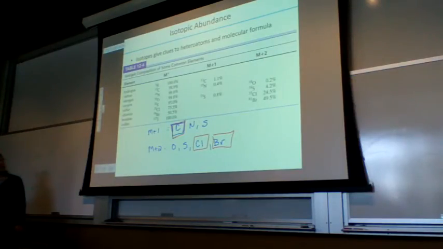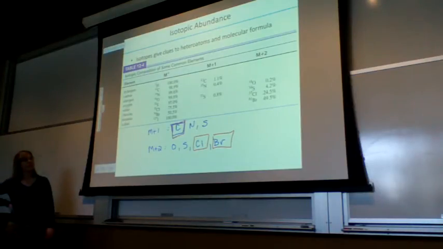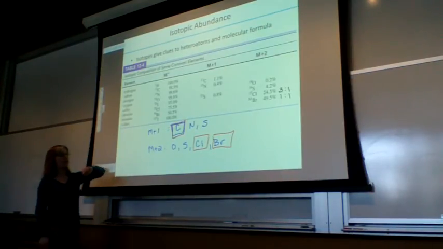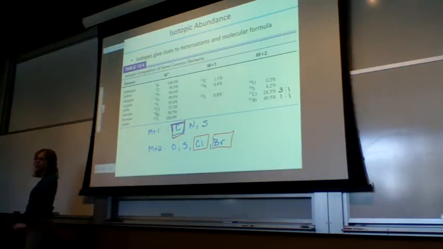If we look at chlorine, it is 75% chlorine 35 and 25% chlorine 37. So if we were looking at our M plus and our M plus 2 peak, what kind of ratio are we looking at? 3 to 1. If we have chlorine, the M plus peak is going to be 3 times as tall as our M plus 2 peak. If we have bromine, it should be what? 1 to 1. So your M plus peak and your M plus 2 peak, which comes from bromine 79 and bromine 81 respectively, should be a 1 to 1 ratio when you see those.